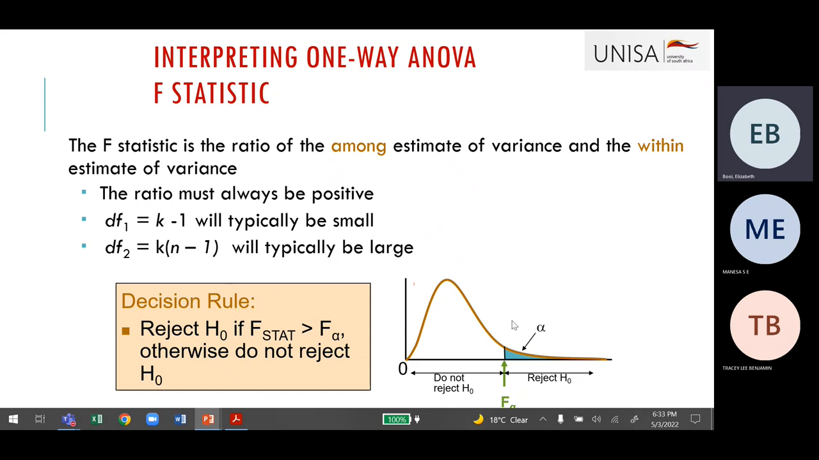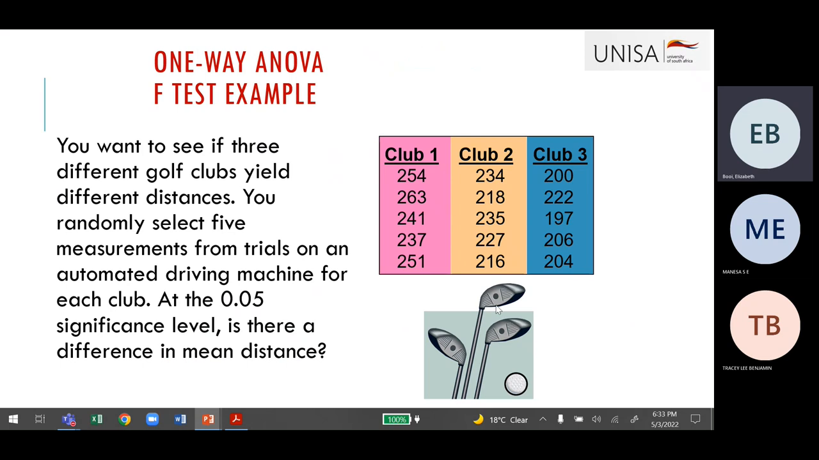So let's look at an example. You want to see if three different golf clubs yield different distances. You randomly select five measurements from a trial on an automated driving machine for each club. At the 0.05 significance level, is there a difference in the mean? And they give us measures of the three clubs in terms of the distance they yielded.